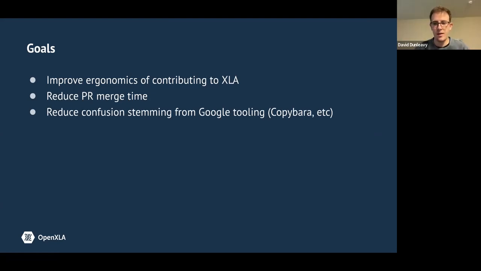No worries. So yeah, our goal is really simple, just improve the ergonomics of contributing to XLA, reduce the total turnaround time for a PR, and reduce especially some of the confusion that stems from Google tooling in particular. For example, Copybara is what we use to copy the code from internal to GitHub. And there's some sharp edges there that need documenting and also require our work to smooth out and make the experience better. Next slide, please.